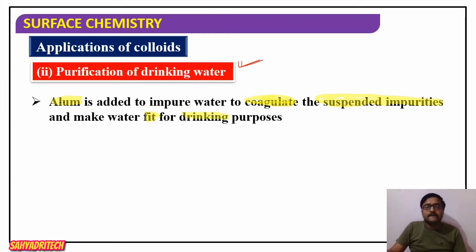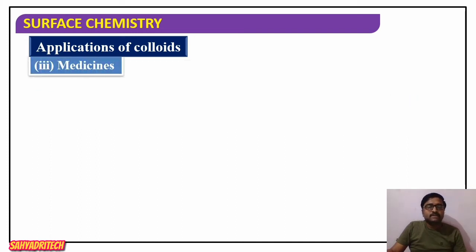So how can we do it? By adding alum. Simply when alum is added to impure water, it leads to coagulation of suspended impurities, that is colloidal particles. So it is also one of the applications of colloids, that is purification of drinking water. The third one, medicines.